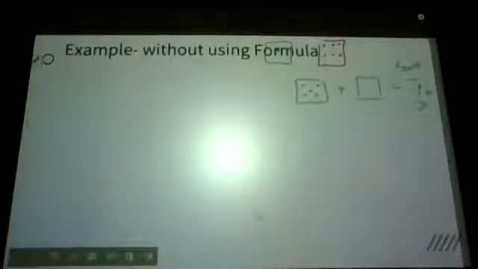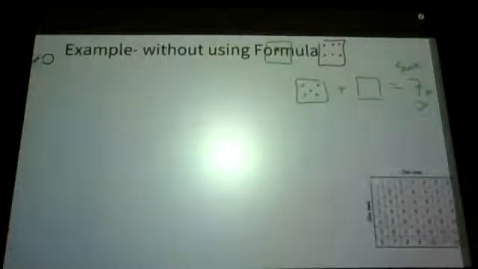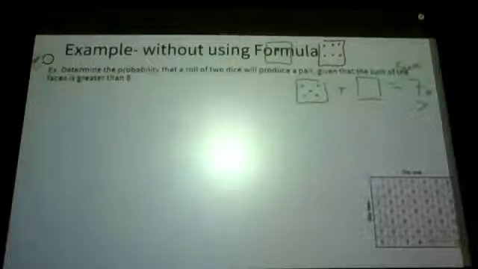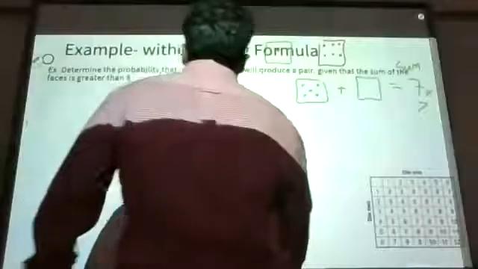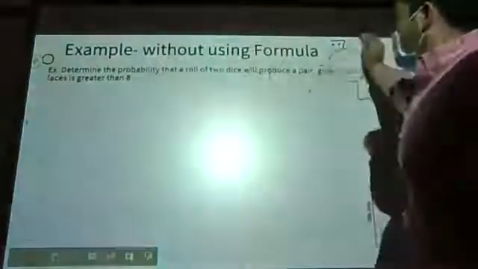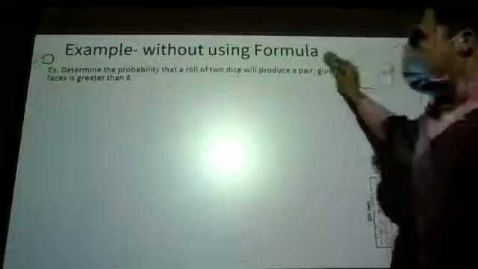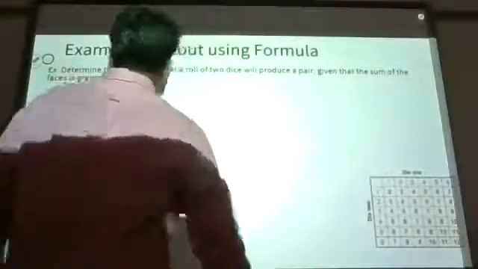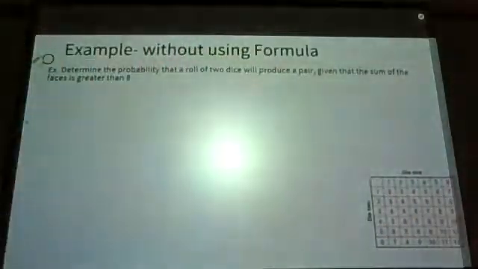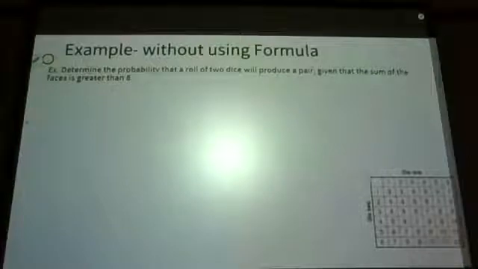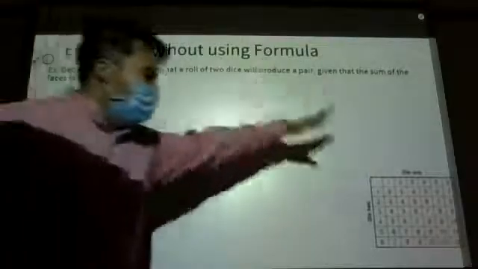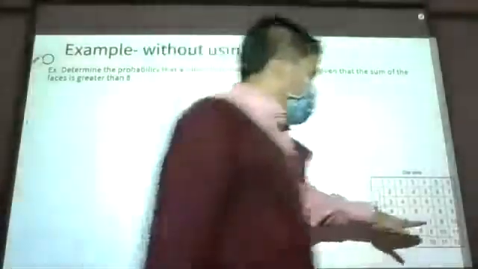Okay, let's see another one. Without using the formula this time. Let's just see if it makes any sort of difference. So determine the probability that a roll of 2 dice will give you a pair, given that the sum of the faces is greater than 8. So I'll let you guys try this one, see if you can figure it out. And again, you can use the formula, nothing wrong with it, but I did give you the picture just to help you speed it up a little bit.